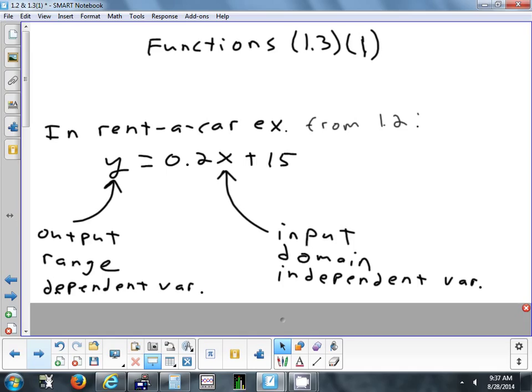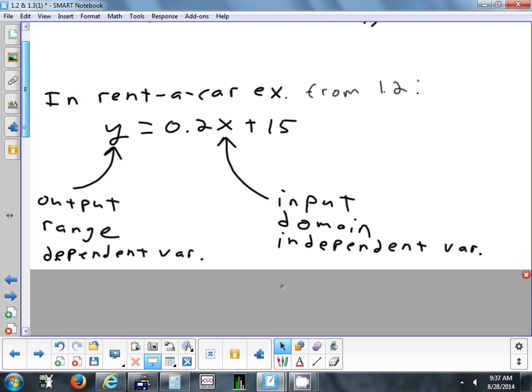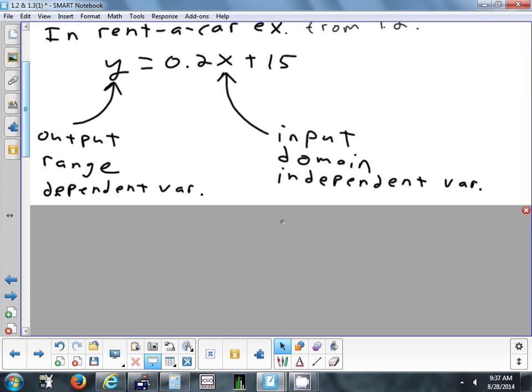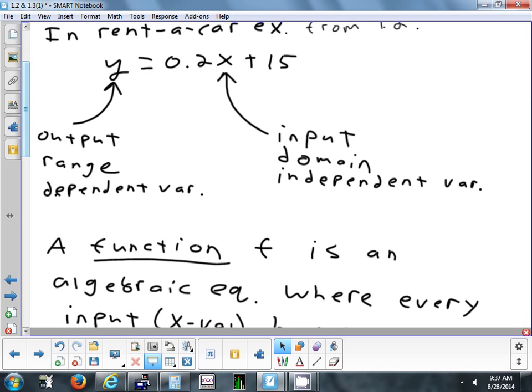If you had a problem that said somebody makes a certain amount of money depending on how many hours they work, well, you'd say, does how much money they make depend on how many hours they work? Or does how many hours they work depend on how much money they make? I think it's the first way. How much money they make is dependent on their hours. Any question on that idea? Independent, dependent variable? Okay.